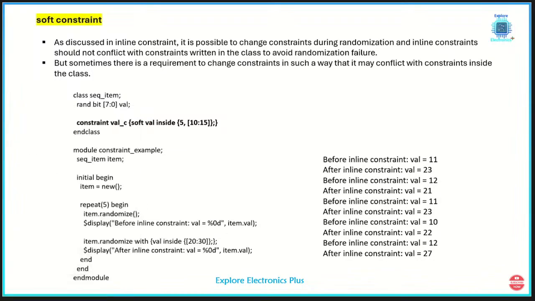You can see here we have a constraint for the value, like it should be less than 5, or 10 to 15. It should be 5 or in between 10 to 15. Randomize function here.